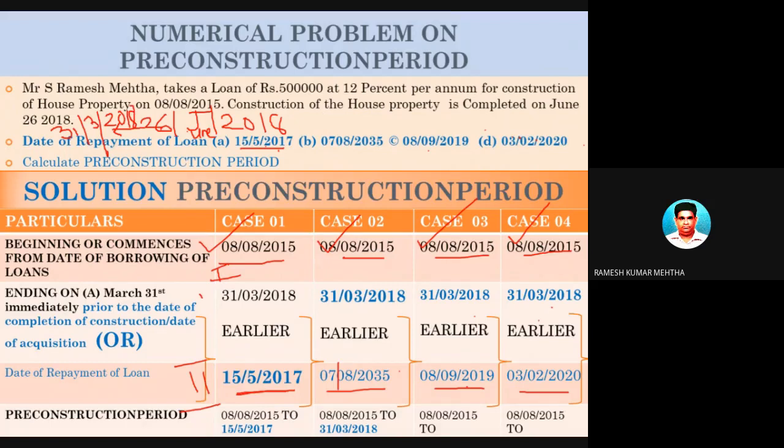Step number 3, as the house property is completed in all the cases as on 26th June 2018, and the financial year ending before this date is 31st March 2018 in all the cases. So step number 3, we got the answer 31st March 2018 in all the 4 cases. So you got the figures what you wanted.